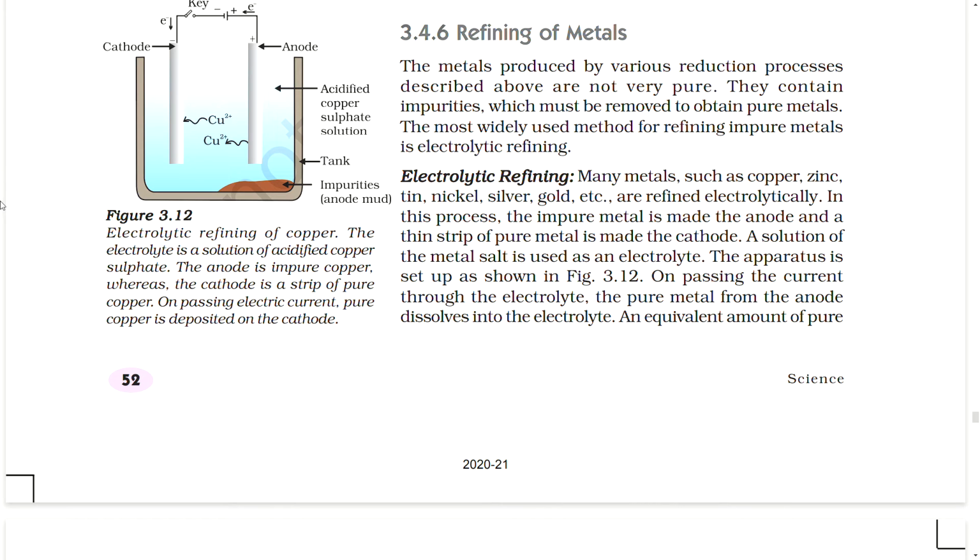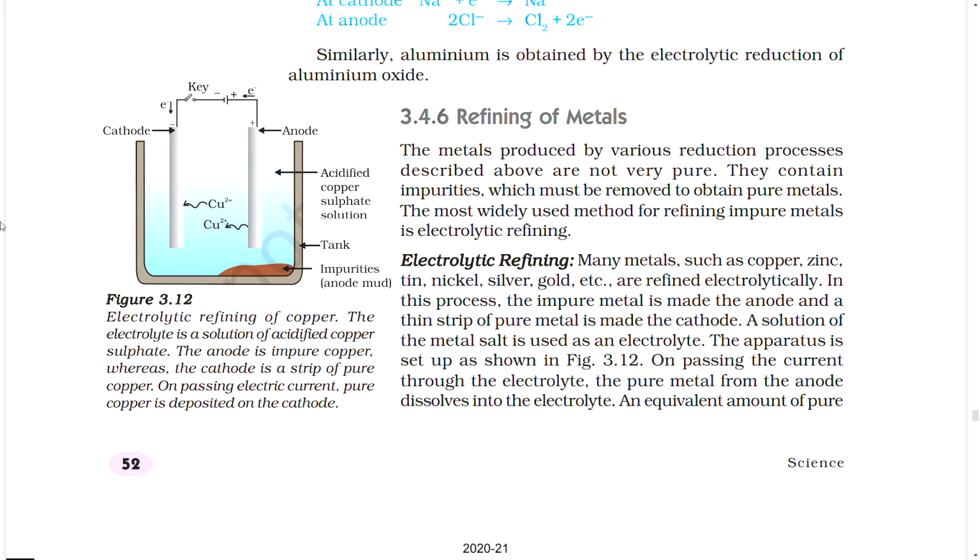Figure: electrolytic refining of copper. The electrolyte is a solution of acidified copper sulfate. The anode is impure copper, whereas the cathode is a strip of pure copper. On passing electrical current, pure copper is deposited on the cathode. Key: cathode, anode, acidified copper sulfate solution, tank, impurities, anode mud.